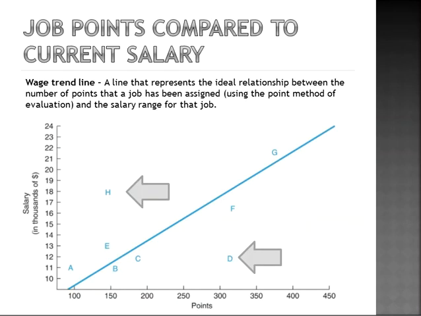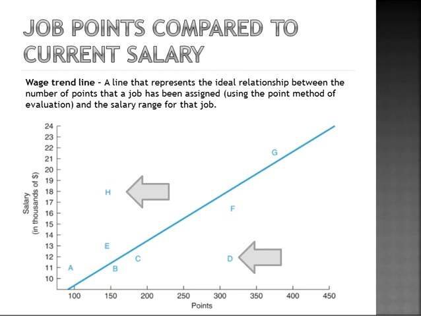Now, as I alluded to earlier, this is a wage trend line, a line that represents the ideal relationship between the number of points that a job has been assigned using the point method of evaluation and the salary range for that job. So in this particular example, we look at several jobs which are sort of far away from the line. Being around that line is a good thing. That means that your job is falling within that trend line.